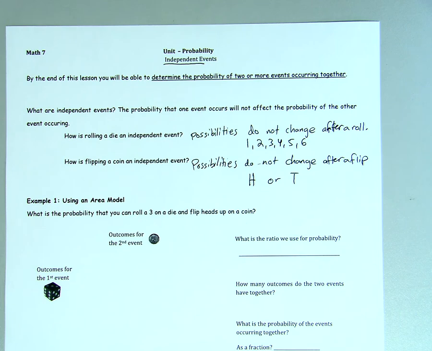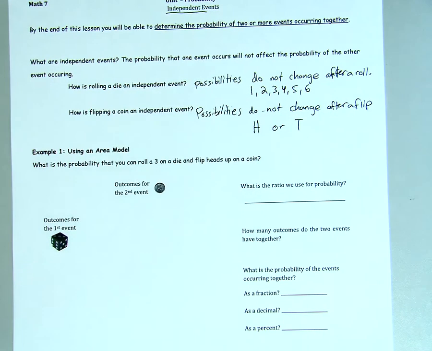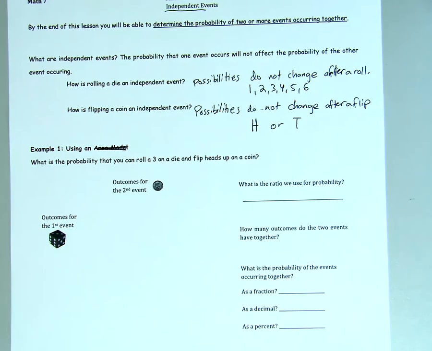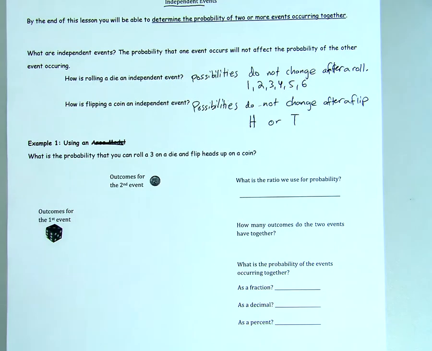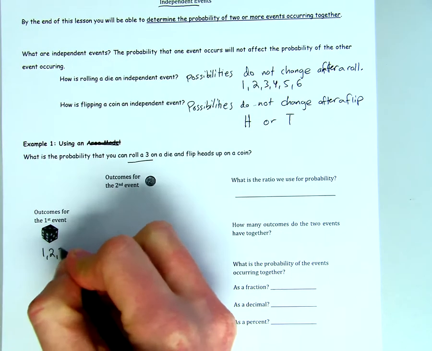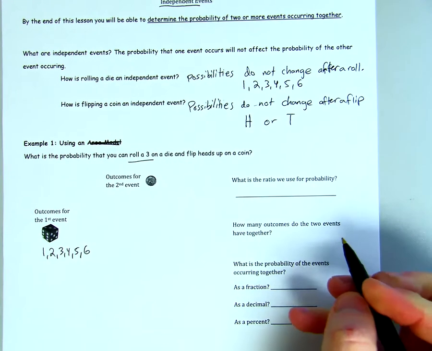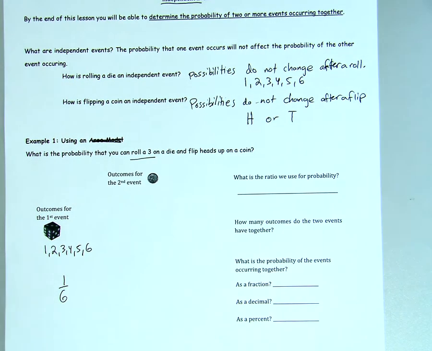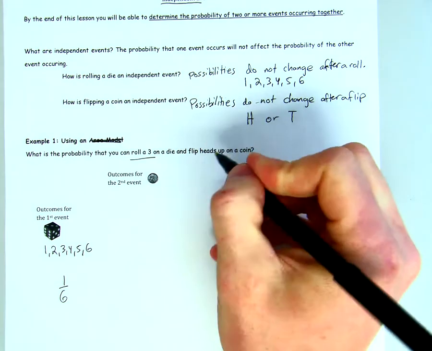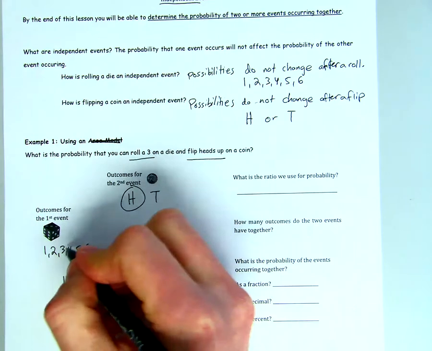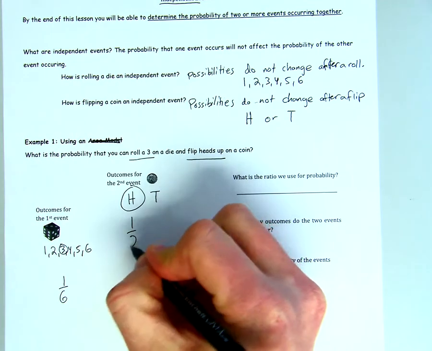All right, so our example number one: what is the probability that you can roll a 3 on a die and flip heads on a coin? We're not going to use an area model on this one. We're going to use a number sentence. For my first event, rolling a die, I'm going to roll a 3. Out of the 6 possibilities, 1, 2, 3, 4, 5, or 6, there is one possibility, 1/6. Same thing goes for my second event, flipping a coin. I want to flip a heads. I can get a heads or a tails, so it is 1 out of 2.